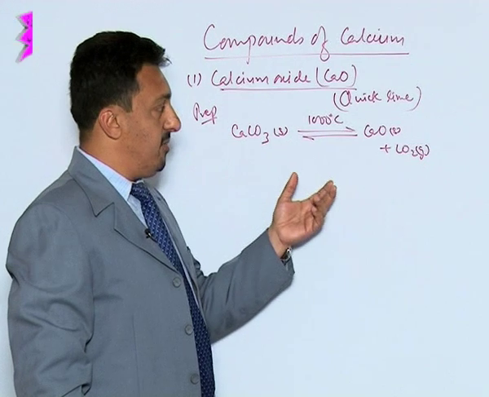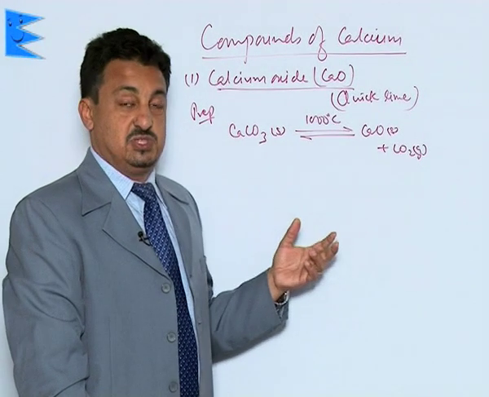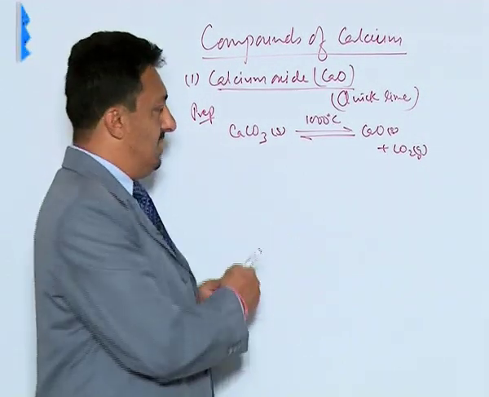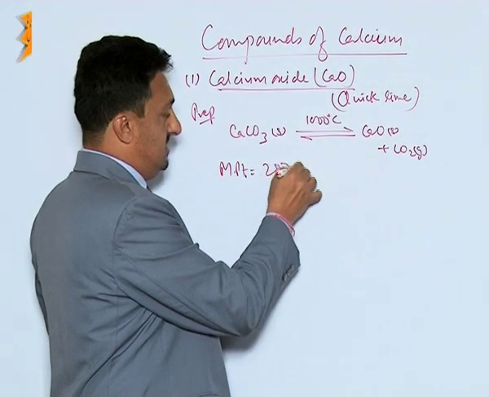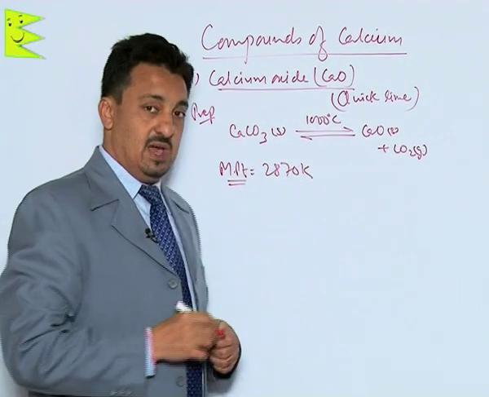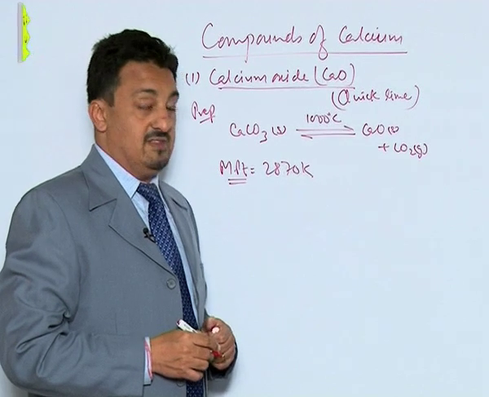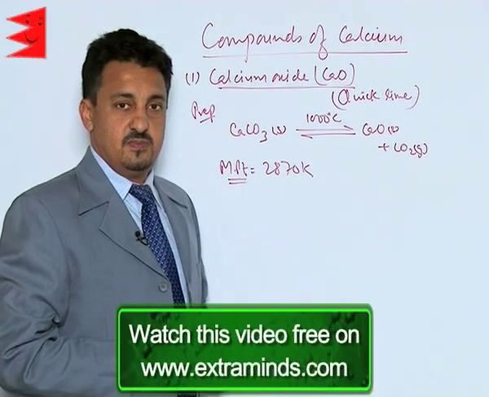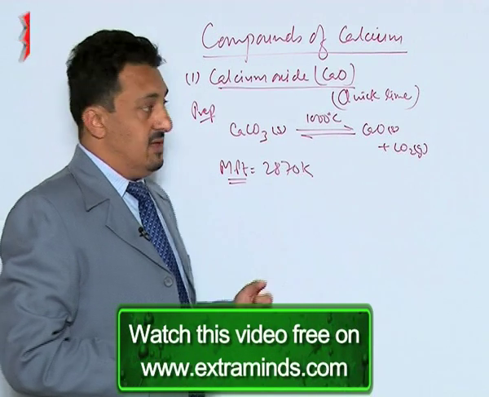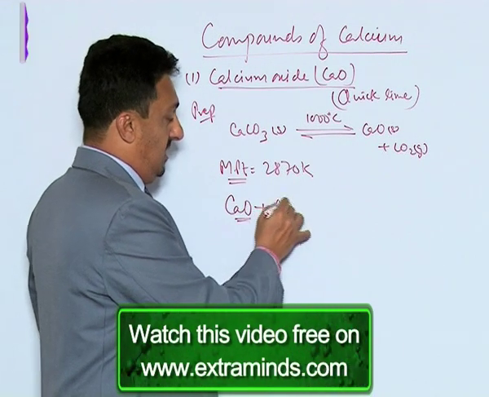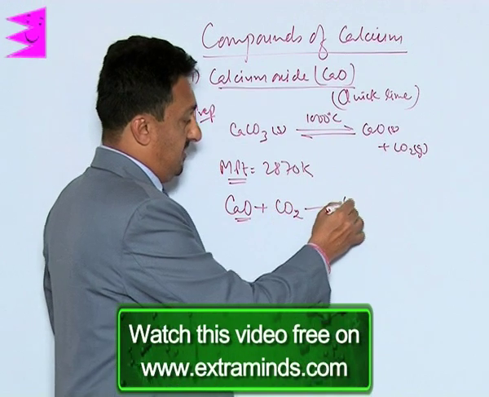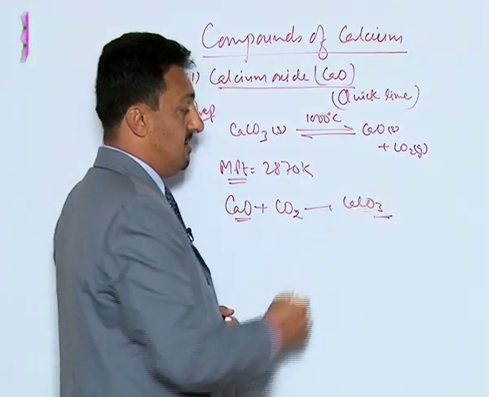Now, what is most important? It's a white colored amorphous solid. Its melting point is 2870 Kelvin. That's very high. That is why it is being used as a refractory material also. Now, again, being basic in nature, it combines with acidic oxides like carbon dioxide and forms calcium carbonate again.